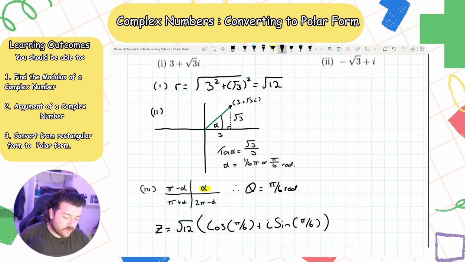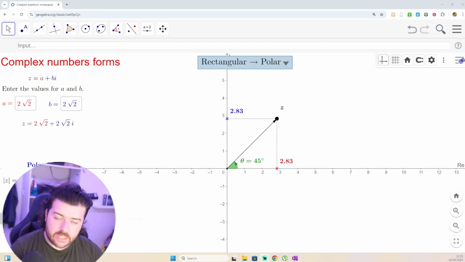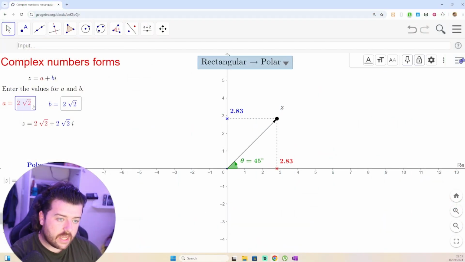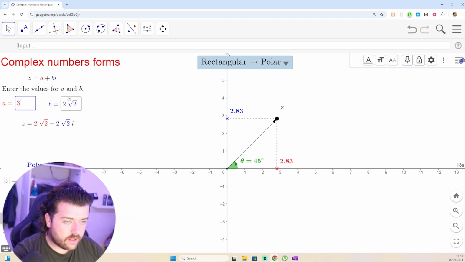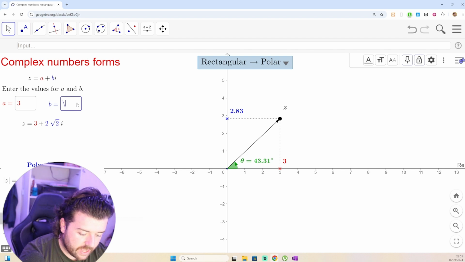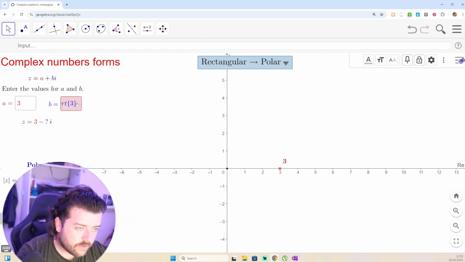So let's just have a look on GeoGebra and see how this looks. So we're on GeoGebra. So I need to go from, it's 3 on the a, and then it's square root of 3.